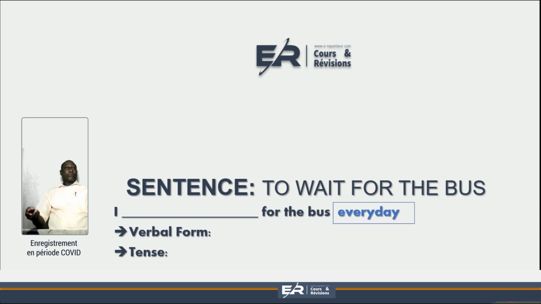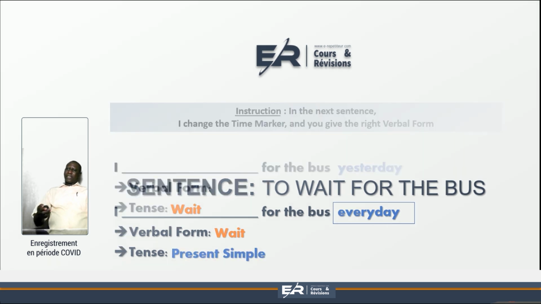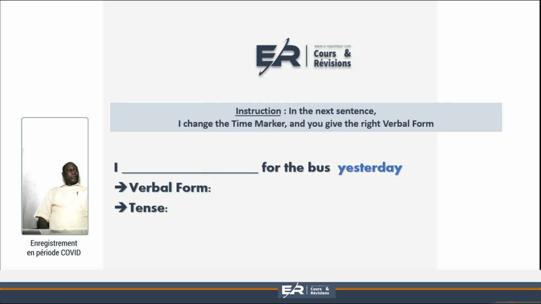Now, what are we asked to do? We are asked to give the verbal form. Every day is the present tense. So, I wait for the bus every day. Which tense is it? The present simple. Now, the second sentence. In the second sentence, you are asked to give the verbal form, but we give you the time marker.